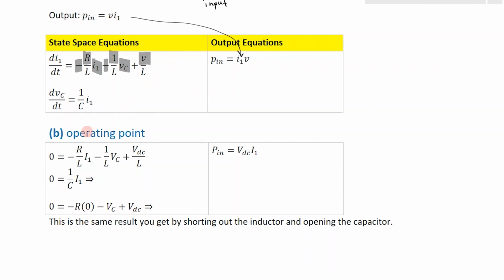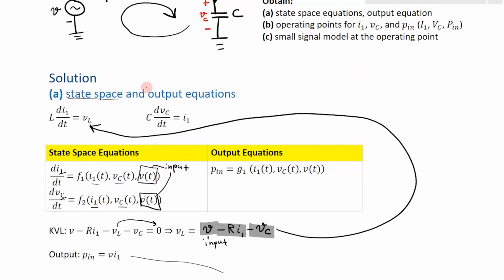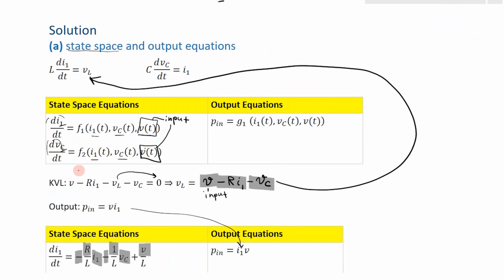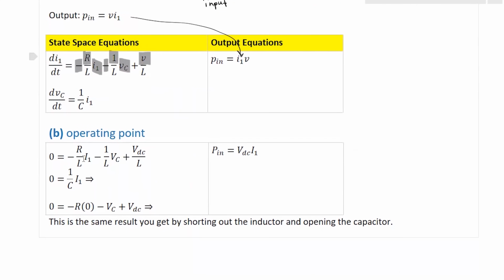Okay, part B asked you for the operating point. Operating point means that we are setting all the time derivatives to 0. So all of these time derivatives would be set to 0, and that would allow solving for state variables operating points. So I set the left-hand side to 0 here and here.